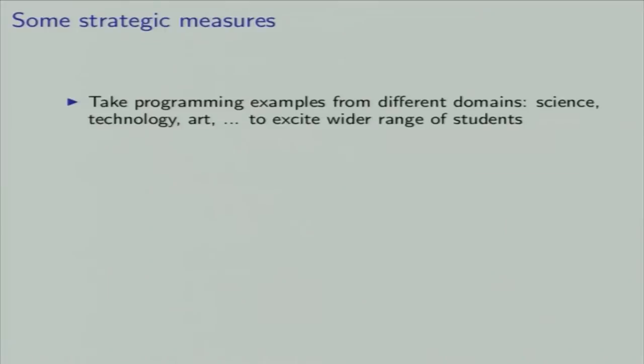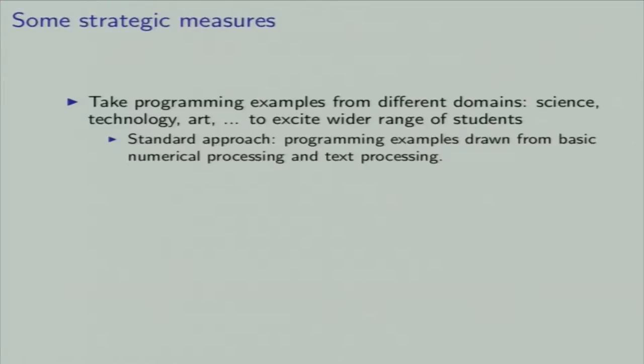My first suggestion is that whenever we teach programming, we should take examples in programming from as many different domains as possible. Science, technology, even art. The hope is that if we take examples from all these different domains, quite possibly students might get more excited. Or rather, a greater fraction of students might feel that there is something being taught over here which is of interest to me. Contrast this with the standard approach, where most of our programming examples are drawn from text processing or simple numerical processing.